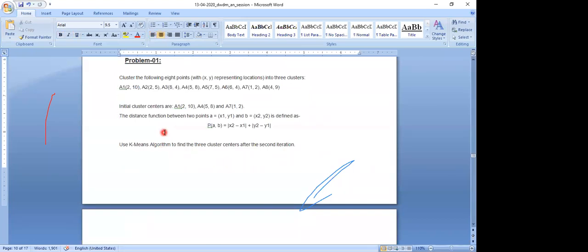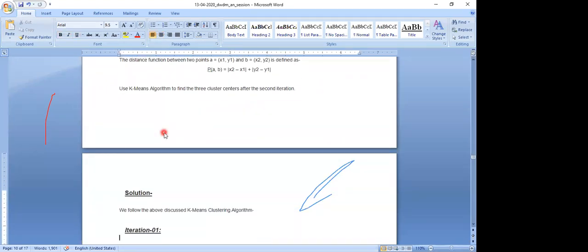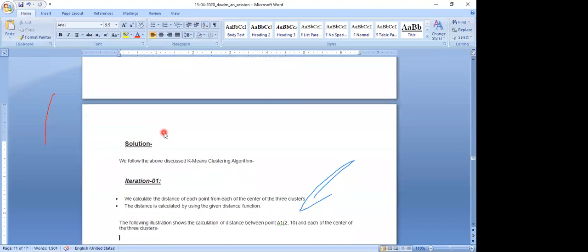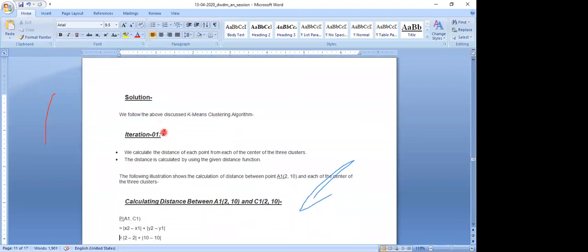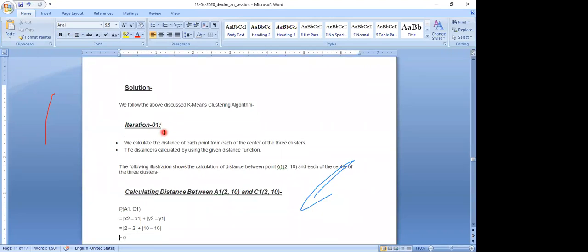What is the question he has given? We can use the distance function and the K-means algorithm to find the 3 clusters after the second iteration. So here we have to go for 2 iterations. For iteration 1, we have to calculate the distance from each point to the center of the clusters. I have taken A1, which is 2, 10, as the first center, and the other 2 are the other centers. For that, I am calculating the Manhattan distance.